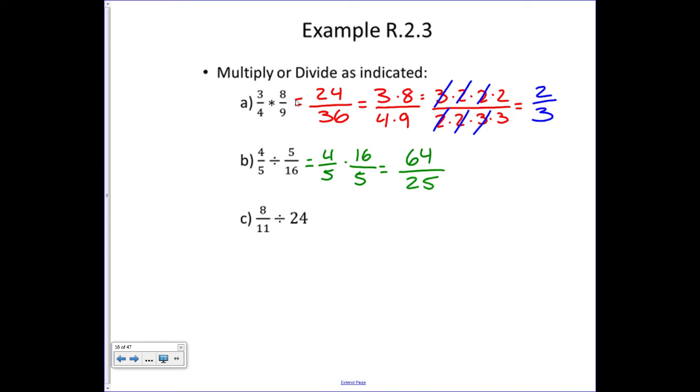And there's no way to reduce this fraction, so it just stays 64 over 25. Finally, we have 8 over 11 divided by 24. Now 24 is a whole number, it's not a fraction, but you can write any whole number as a fraction by just writing it over 1. And so we can rewrite this as 8 over 11 divided by 24 over 1. Now that we have it written as a fraction, we can do the same thing we did in part B. Keep the first fraction, change the sign in the middle to multiplication, and then flip the second.